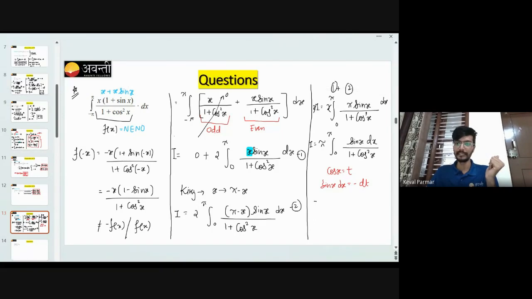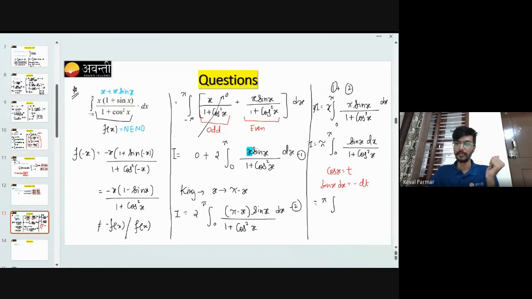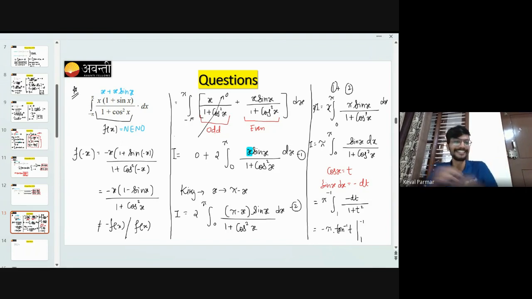That means I'll get, limit will also change. I'll get cos 0 is 1, cos pi is minus 1, right? So I'll get minus dt upon 1 plus t square, which gives tan inverse of t. Right now, you can do upper limit minus lower limit. That means minus pi tan inverse of t from 1 to minus 1. You can do upper limit minus lower limit. I am not interested in the calculations. Got it? I hope it is clear.